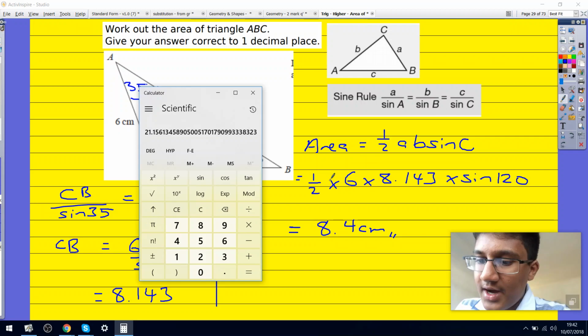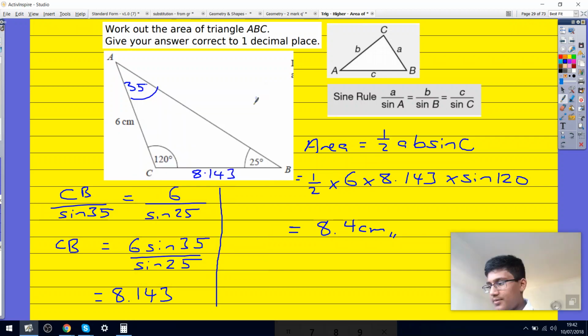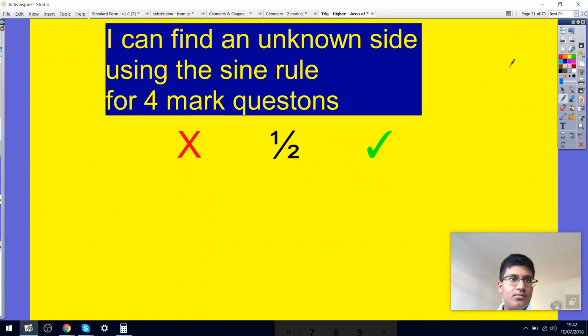Okay. Any questions about that? No, that's fine. Okay, so the sine rule you can use to find a missing side in a scalene triangle. SOHCAHTOA is for right angle triangles. 4 mark questions, sine rule? I think that's a tick, but I could probably do with a bit of practice.